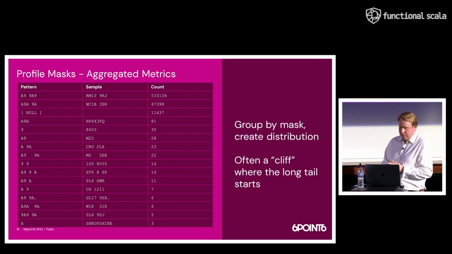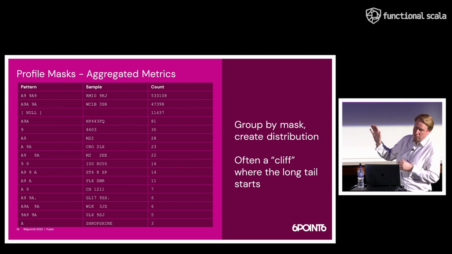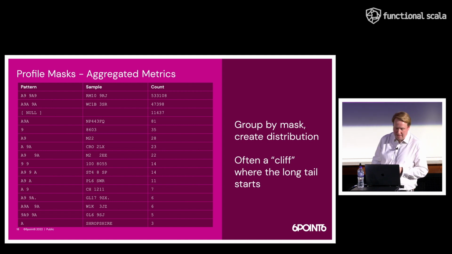So if I jump into postcodes a bit more, if you aggregate up the counts of all the patterns, you see a distribution like this, right? Where the top 2 are basically the main 2 patterns of postcodes. And you can see their counts are really high, right? So there's about 500,000 that look like that, and then 47,000 like that. The next most common is nulls.